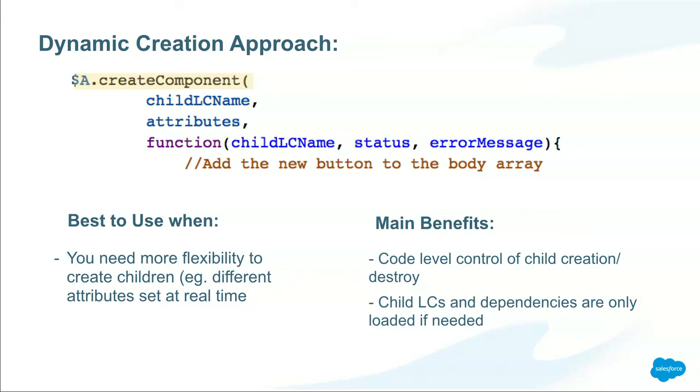The last approach is the dynamic creation approach. This is best to use whenever you, as developers, and you will love this approach, because you can use JavaScript code to create the child components using $A.createComponent, all from your parent component's JavaScript code. And you can do a lot of cool stuff with code. You can create an if statement. You can inspect the records you're getting back from the server, for example, to create different child components with different attributes, all in real time, at runtime. So you have code-level control of the child components' creation and destruction, basically.